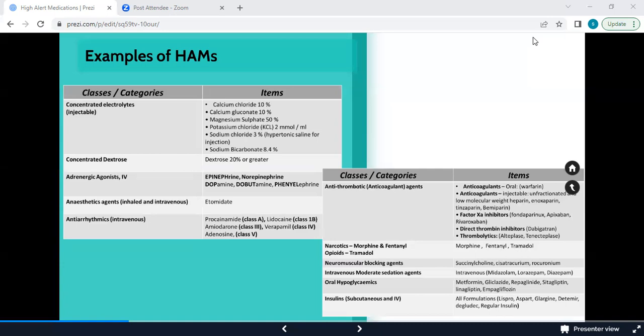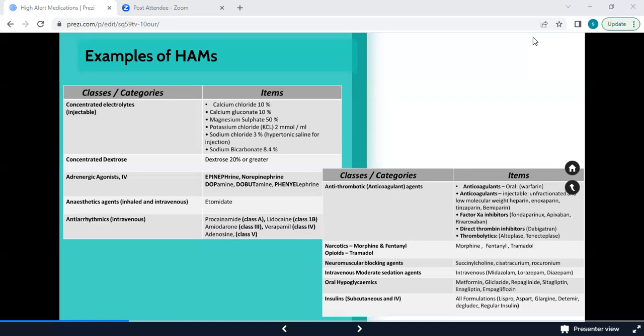Antiarrhythmics, especially the intravenous ones, are considered high alert medications, such as procainamide, lidocaine, amiodarone, verapamil, and adenosine. One of the popular classes of medications which are considered high alert due to their nature of causing bleeding is the antithrombotic or the anticoagulant agents.